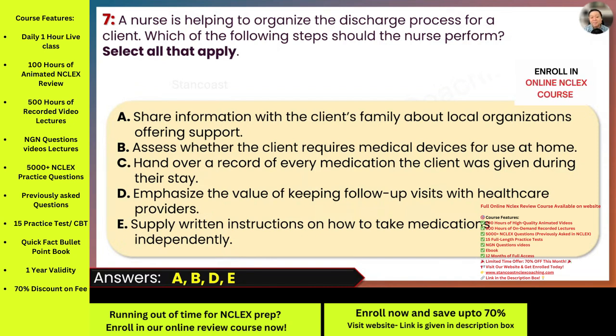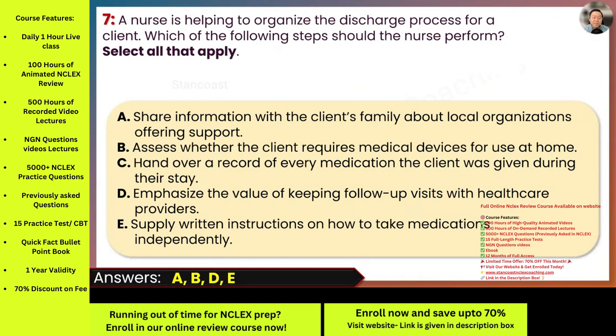Now, why letter A? Well, because many patients need extra help after leaving the hospital, and community resources such as home health, maybe support groups or financial aid, can make their recovery easier. And families often do not know where to turn. So nurses should connect them with helpful organizations. And keep in mind that discharge planning isn't just about the patient. It also includes their support system, and in this case, their immediate family.